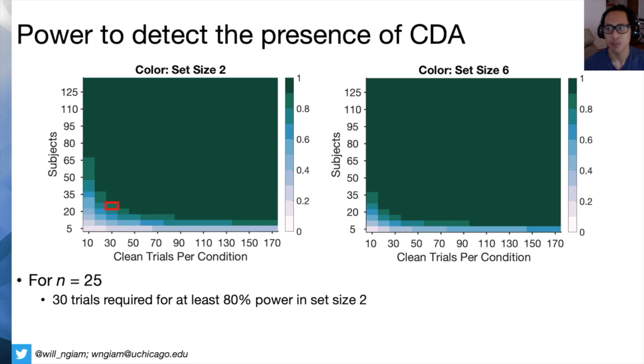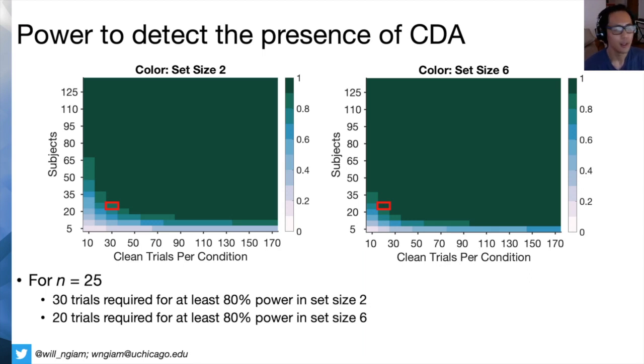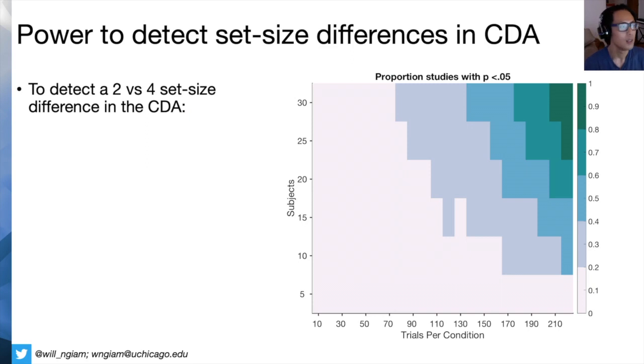For a typical sample size of n equals 25, in the box I highlighted on the left figure, 30 trials are required for about 80% power in set size 2. And in set size 6, 20 trials are required for at least 80% power. So we're well powered to detect the presence of CDA, but how about set size differences?